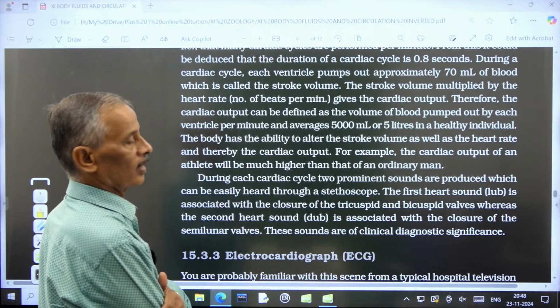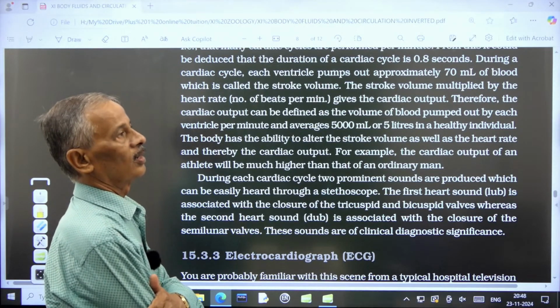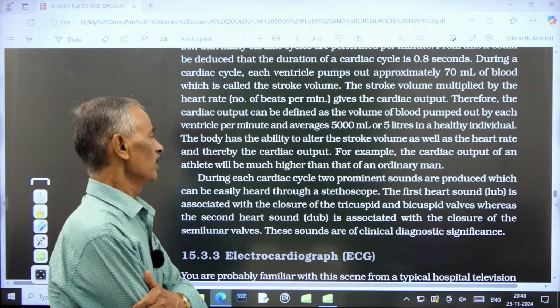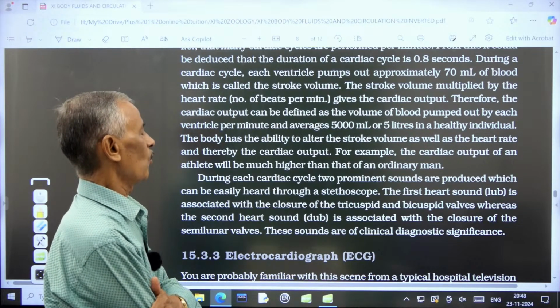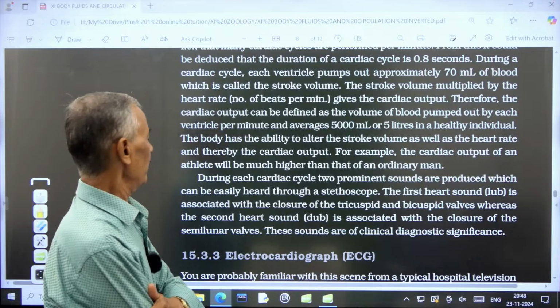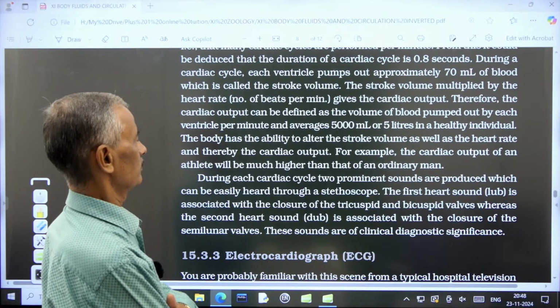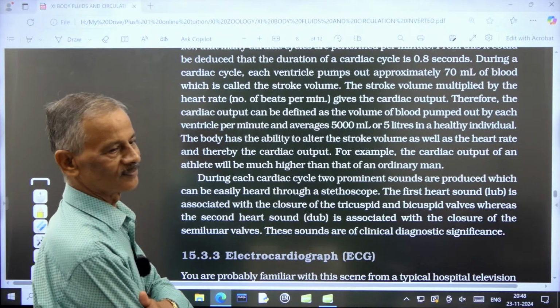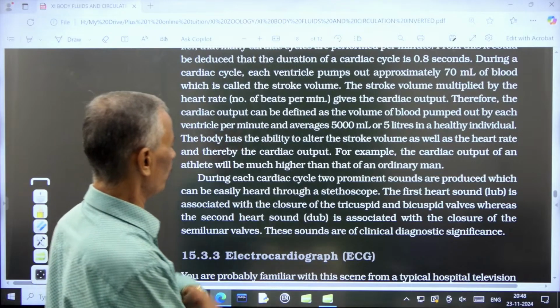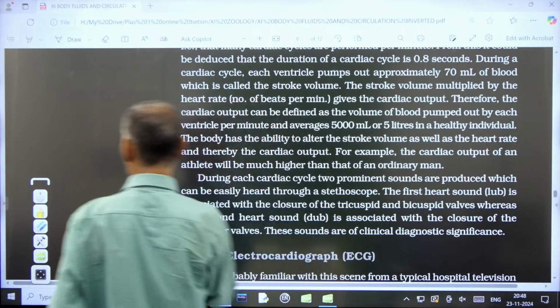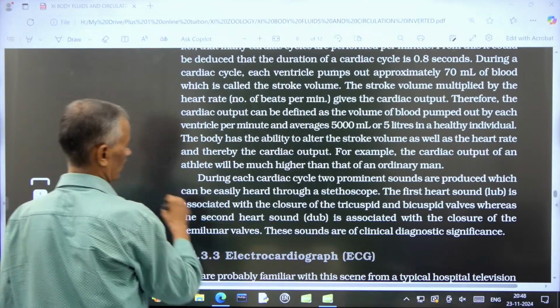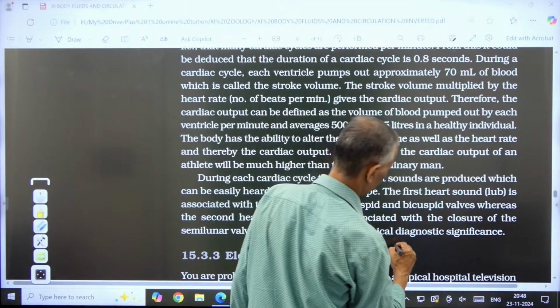And after listening to the sound for some time, they will ask for an ECG. It was Einthoven who discovered the principle of ECG.